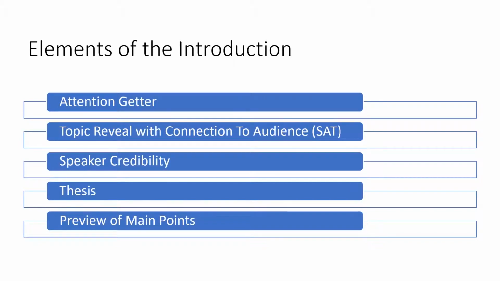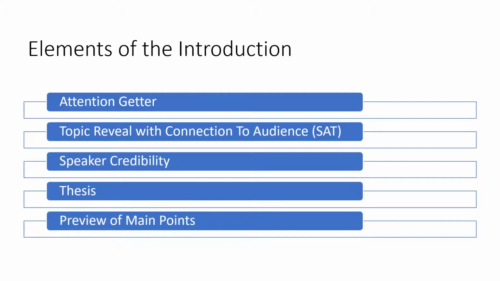In the introduction, we want an attention getter. This is a statement that attracts the attention of the audience and gets them interested in listening to you. After we have completed the attention getter, we want to reveal what our topic is to our audience if we haven't already done so in the attention getter. And then we want the audience to understand why this topic is important to them. So why should they listen to your speech? You want to connect to them why they should be interested in any topic.